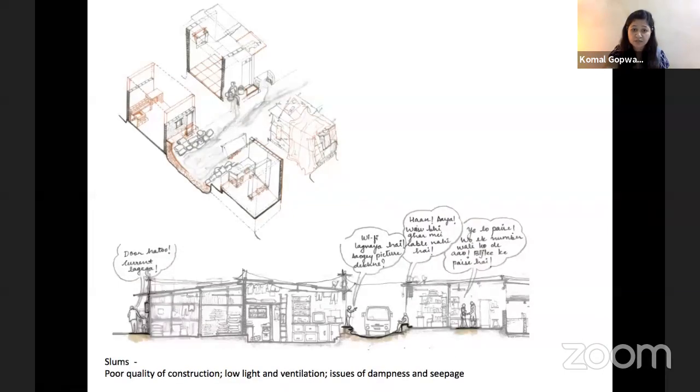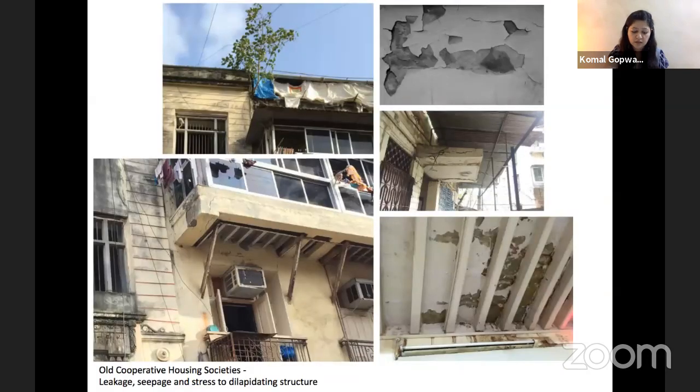Coming to the house level, the houses are mostly very fragile. There's low light and ventilation. There's constant dampness because of leakage from the roof and seepage from the ground, also because it's sitting on a precarious piece of land, and also electric wires, etc., which make it dangerous to stay.